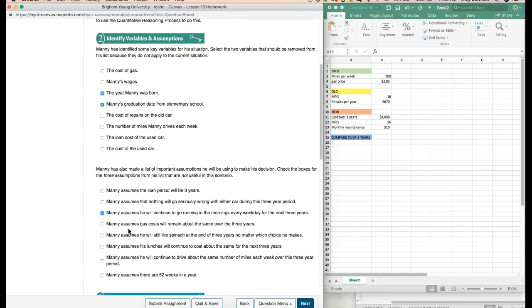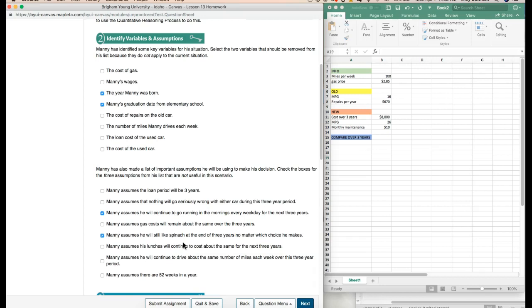The next one, Manny assumes gas costs will remain about the same over the 3 years. That's correct, because if that price changes or if it has a dramatic spike or increase, then that affects the overall cost. The next one, Manny assumes he will still like spinach at the end of 3 years, no matter which choice he makes. Again, while it's a great assumption, it doesn't help us in this scenario. So we're going to select that one as not being important.